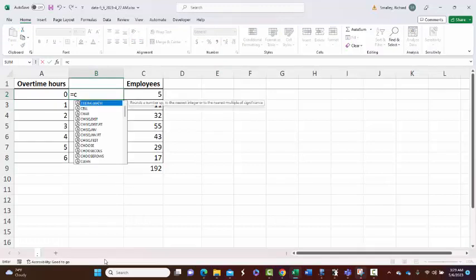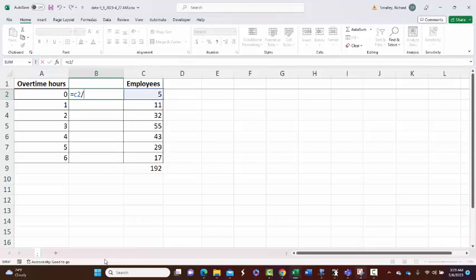I'm converting these to probabilities. Divided by, I'm going to put the dollar signs here because I want this to stay fixed at C9. That way, when I drag the formula, it'll change the numerator to C2, C3, C4, C5, but those dollar signs mean it'll still divide by that same number.